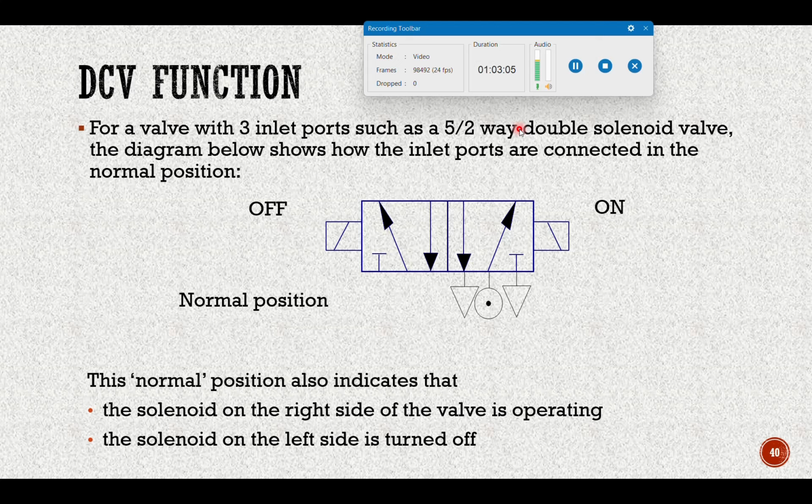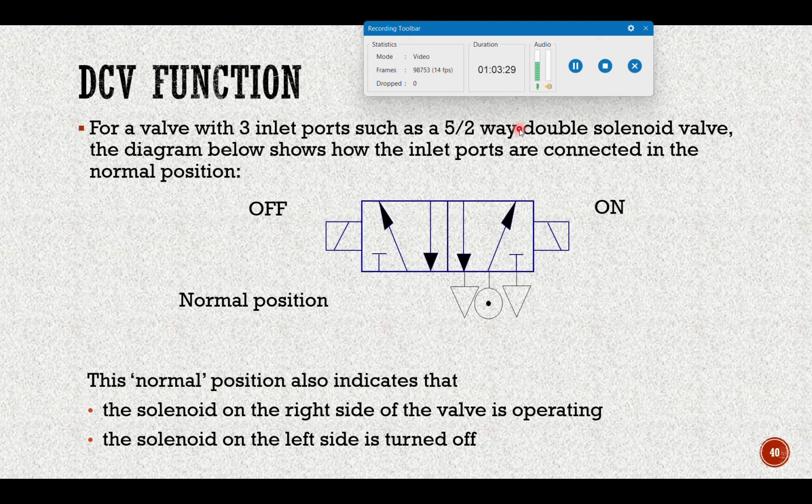So for a valve with 5 inlet ports, like a 5/2 double solenoid valve, this is the symbol. So normal position also indicates that the solenoid on the right side of the valve is operating, and the solenoid on the left side is turned off.